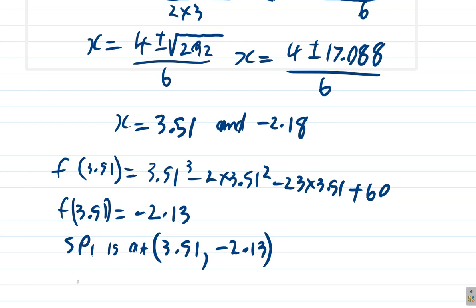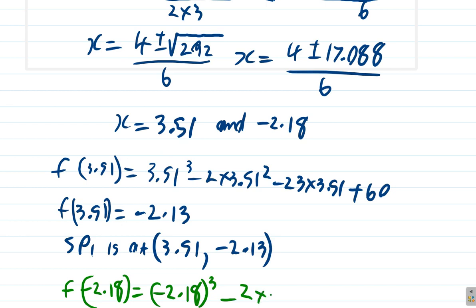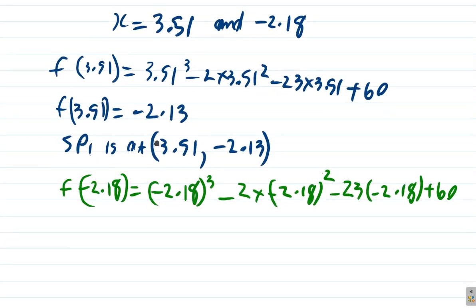Then, where's the other one? When x is negative 2.18, f of negative 2.18 is going to be negative 2.18 cubed minus 2 times negative 2.18 squared minus 23 times negative 2.18 plus 60. And then we work that out.